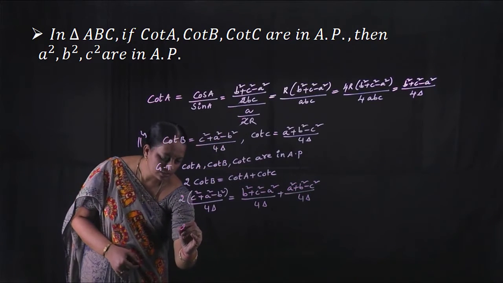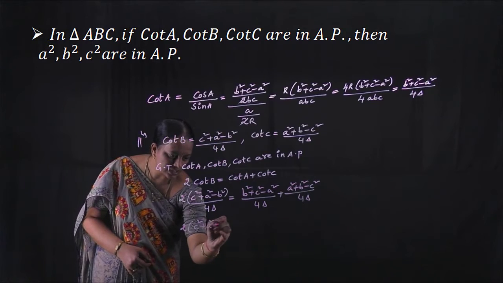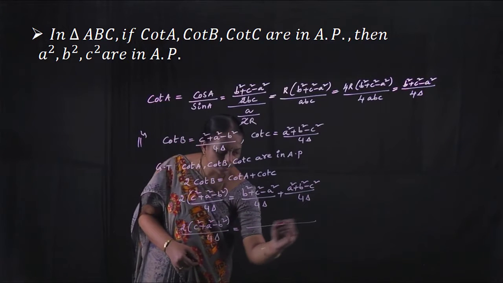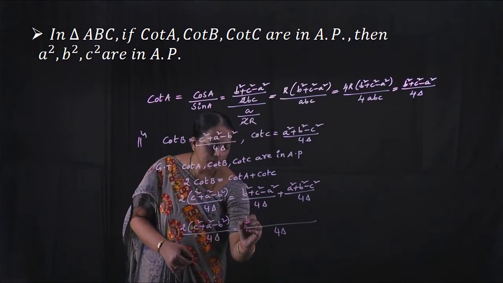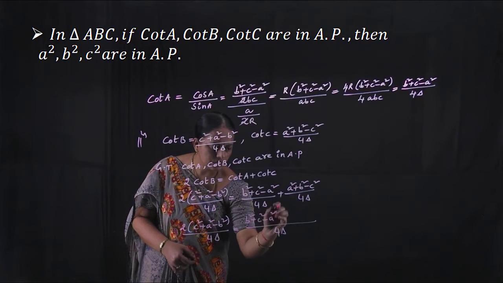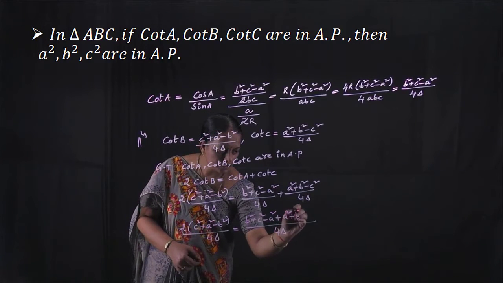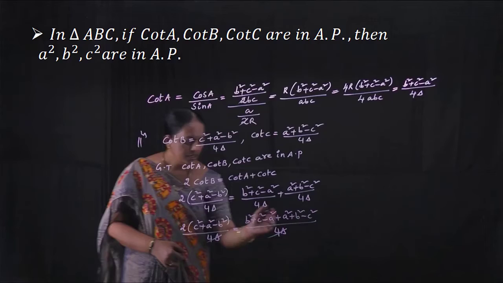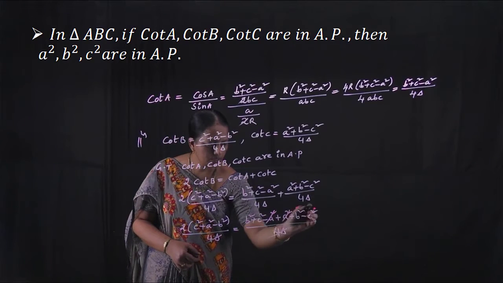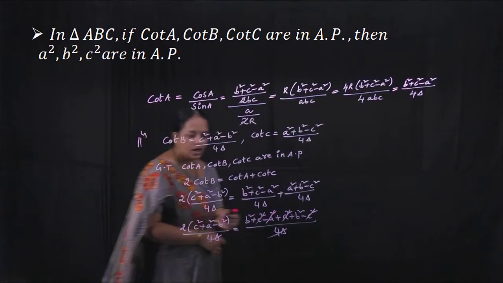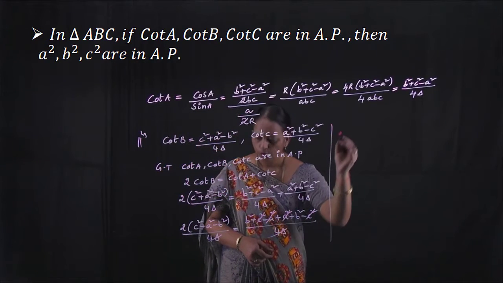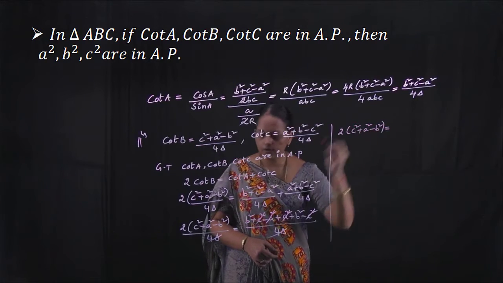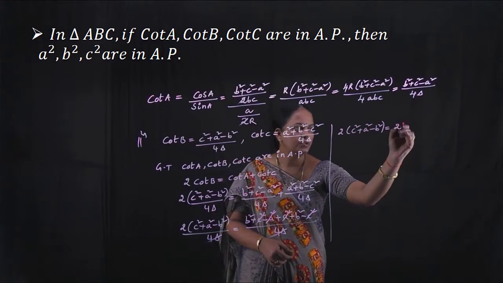Okay, this is equal to 2 times C square plus A square minus B square by 4 delta is equal to, here consider the LCM as 4 delta and in numerator we get B square plus C square minus A square plus A square plus B square minus C square. Here on both sides 4 delta gets cancelled and in numerator minus A square plus A square, similarly minus C square plus C square gets cancelled and the remaining part is 2 times C square plus A square minus B square is equal to, here B square plus B square, 2B square.